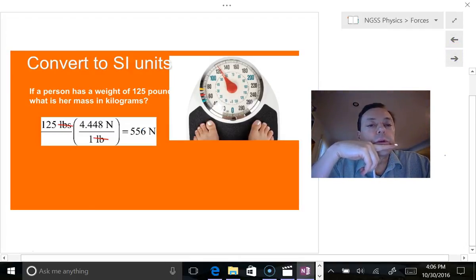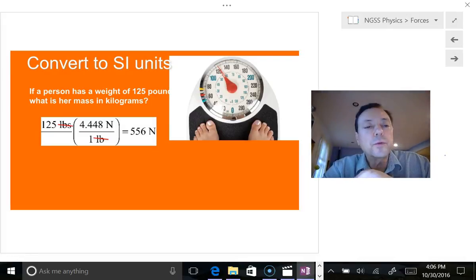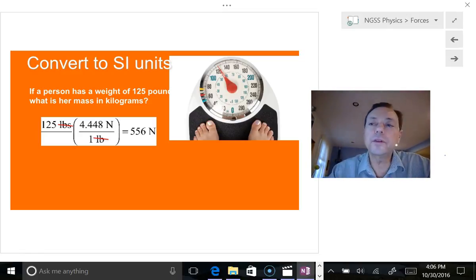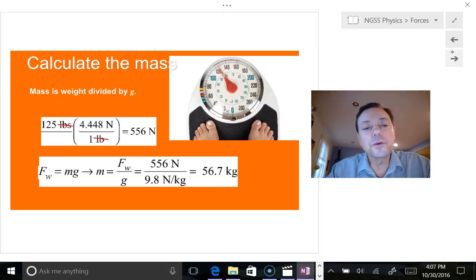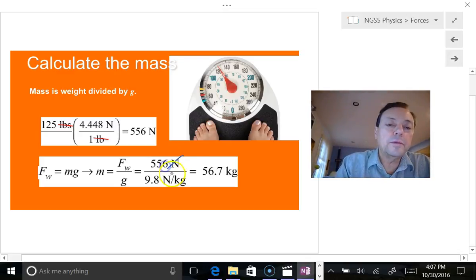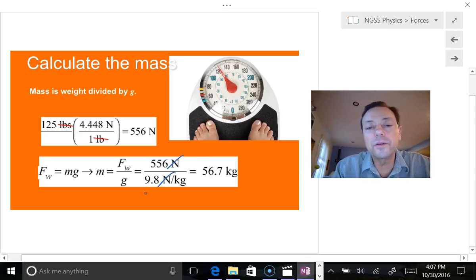So here they are doing the problem. They use 4.448. I use 4.44. So they get one more newton, but it's the same idea. And since the force of the weight is equal to mass times gravity, mass is equal to the force of the weight divided by gravity. And the same thing happens here. Newtons cancel out and you're left with kilograms.